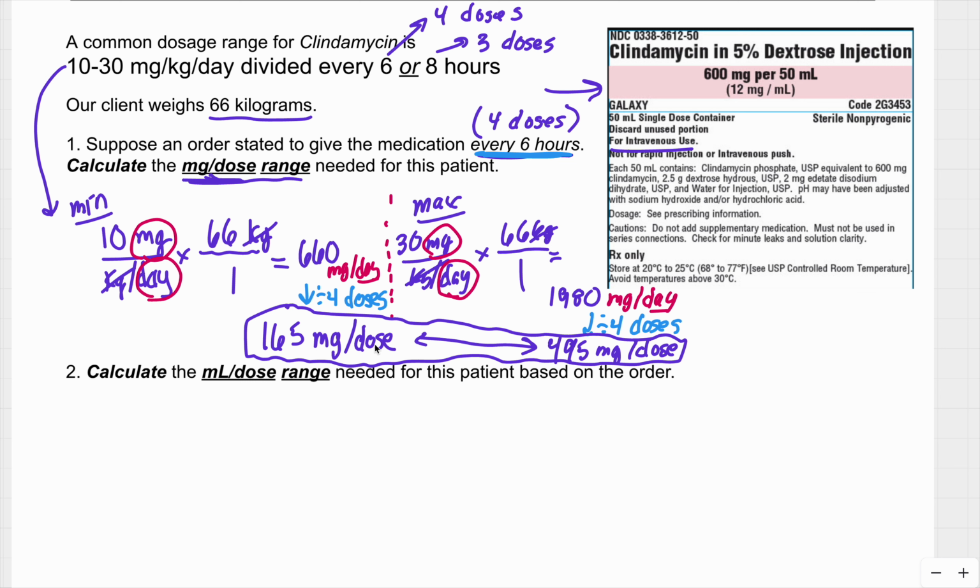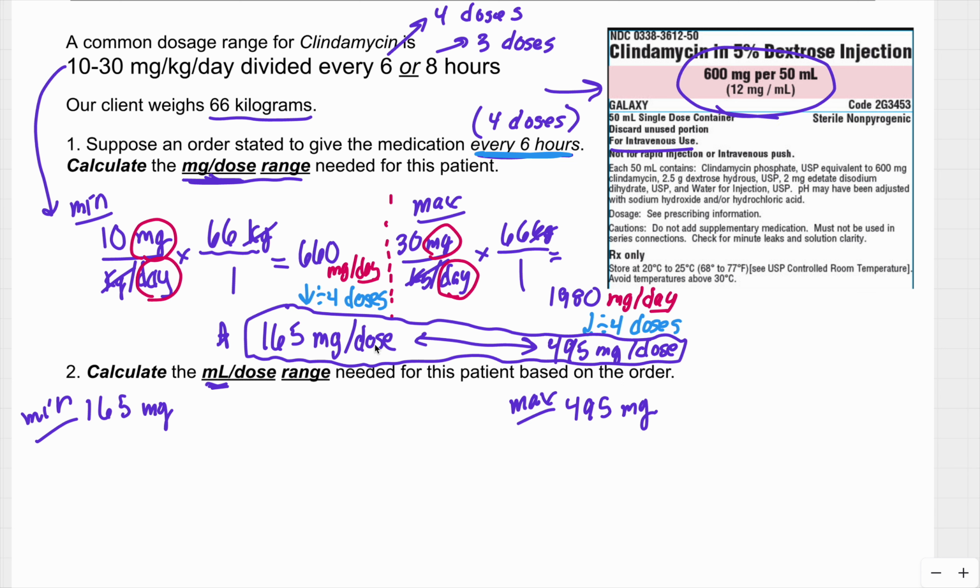The final thing to do is to calculate the number of milliliters per dose. So this is the number of milligrams that they need. 165 milligrams is our minimum. And then our max is 495. And this is the number of milligrams that they need per dose. And what we have to do is to figure out how many milliliters that would be. How many milliliters we'll be preparing and giving to them as part of this infusion. That has to come from the available medication.